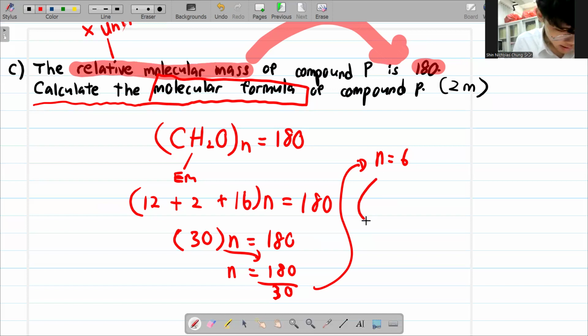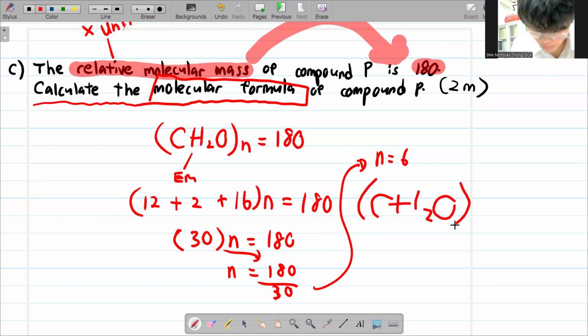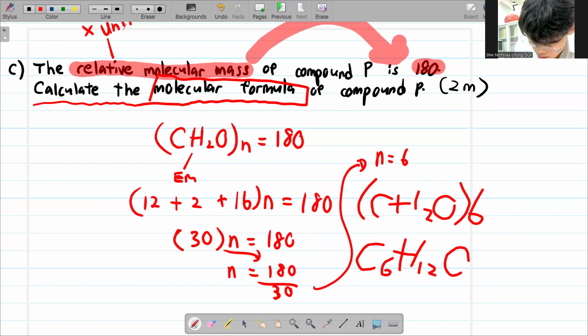Never mind. Okay. So again, CH2O. And then N, just now we put N, right? Now we put 6, because we already found it. 180, you don't have to write down anymore because the 180 is for you to determine the N. So after you find your N, this is all you need to write. And afterwards, what do you need to do? You substitute in, so multiply it. So you will end up with C6H12, 6 times 2 is 12, and then O6.